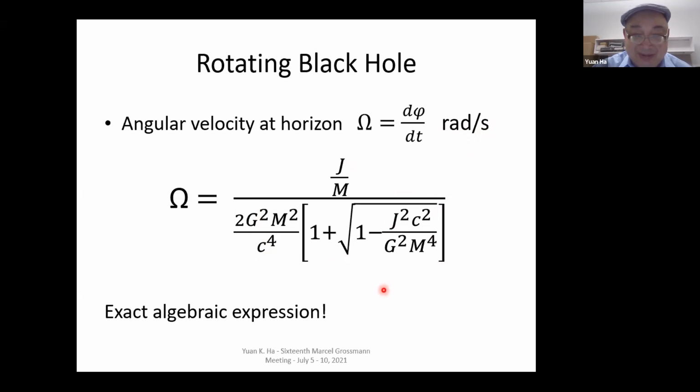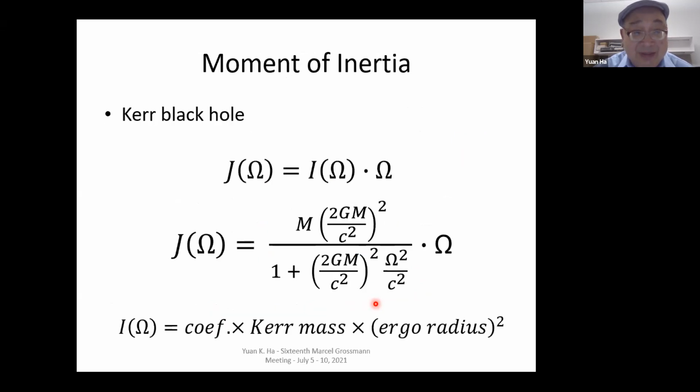Now, this is quite amazing. And this is an exact algebraic equation. Now, next, we rearrange the previous formula in a heroic way so that the angular momentum J is on the left and the angular velocity is on the right, and the remaining part is the moment of inertia of the curved black hole.